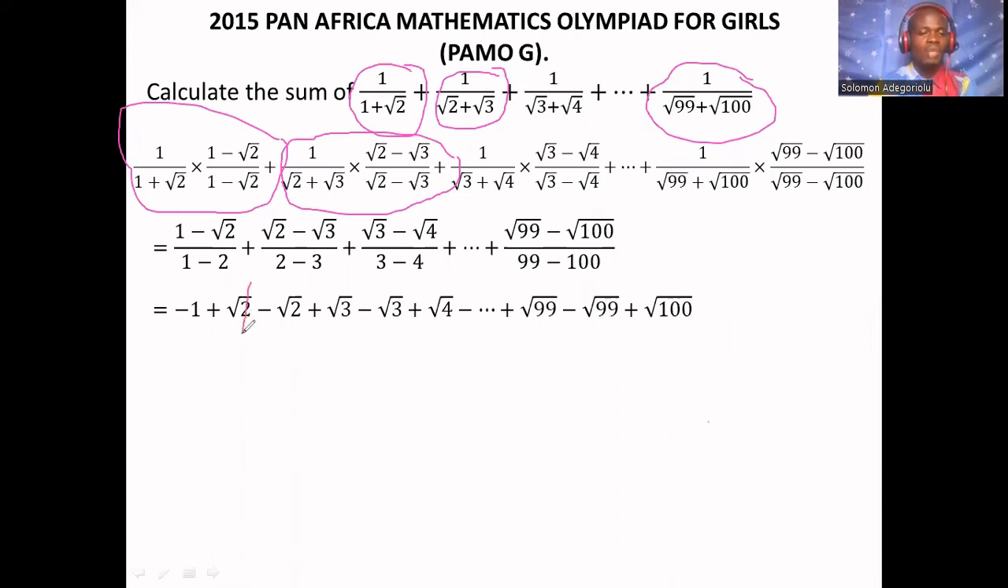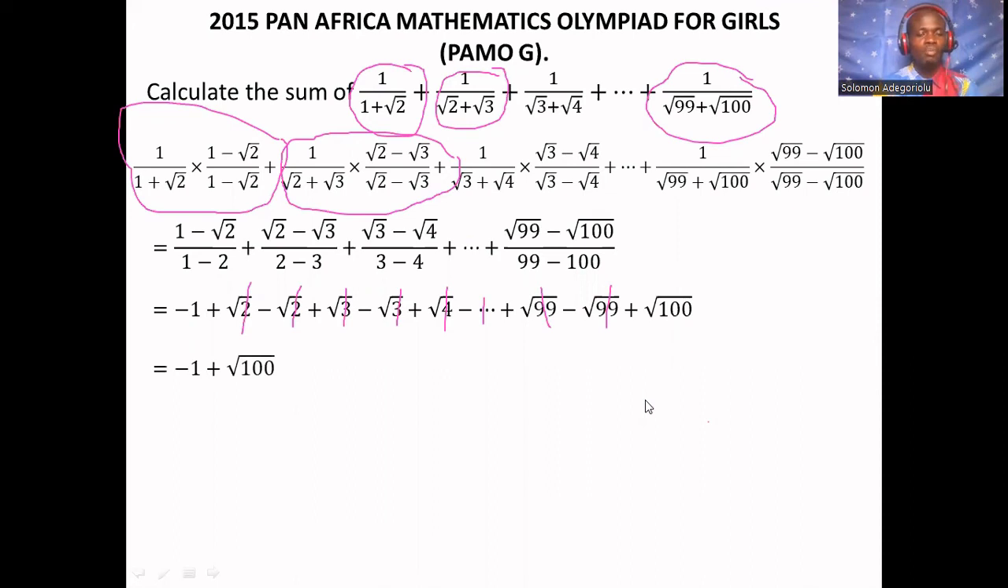So we can take away plus root 2 and minus root 2. Then we have plus root 3, we go with minus root 3, then plus root 4. In between here, the next value is going to be minus root 4. So plus root 4 we cancel out with minus root 4. Here we have root 99 minus root 99. This one will go with minus root 99. And look at it now, we're left with minus 1 and square root of 100.